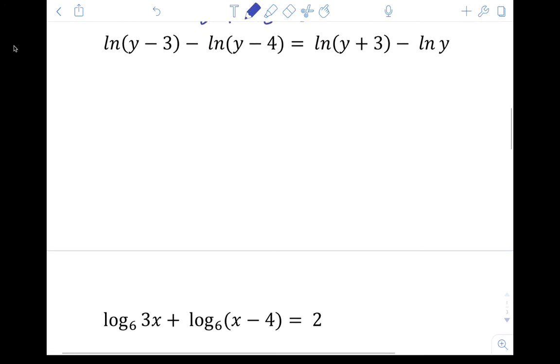Okay, one that's a little bit different. We're going to condense both sides. We've got to condense the left side. We've got to condense the right side. When we condense both of these and they have subtraction, how do you condense when you're subtracting the logarithms? Subtraction condenses through division. And the one that you see first is the numerator.